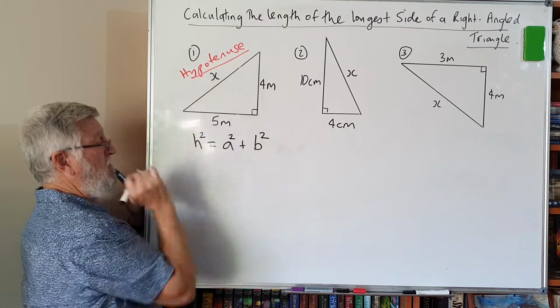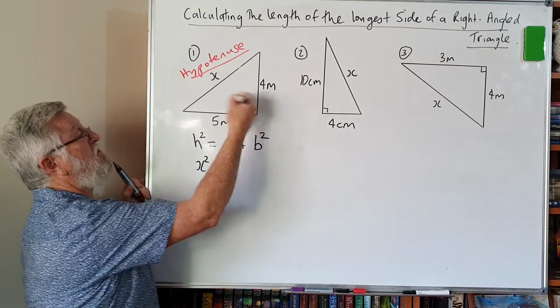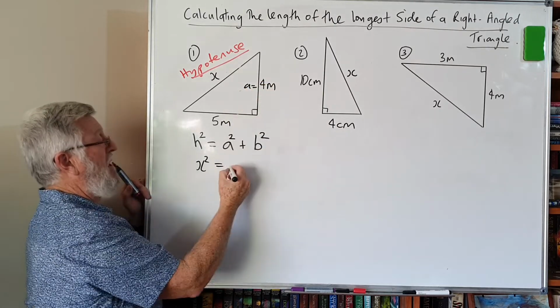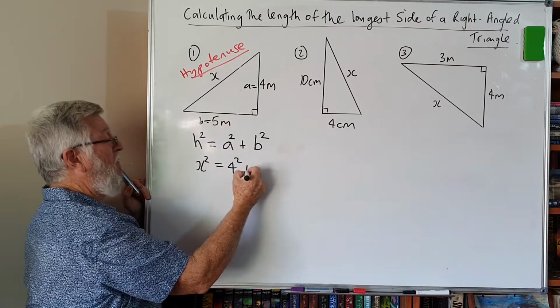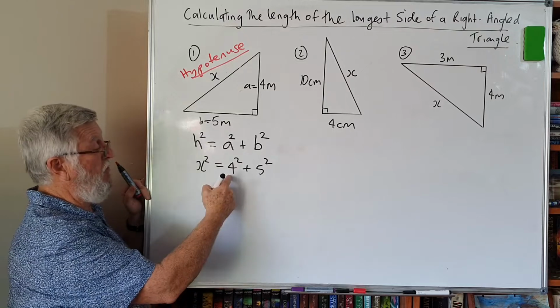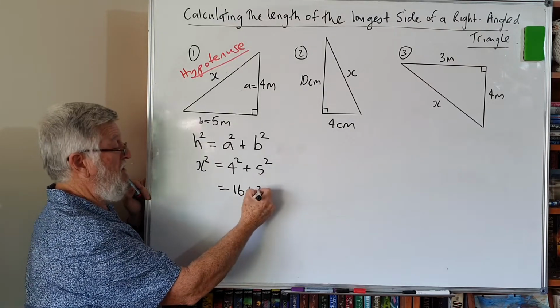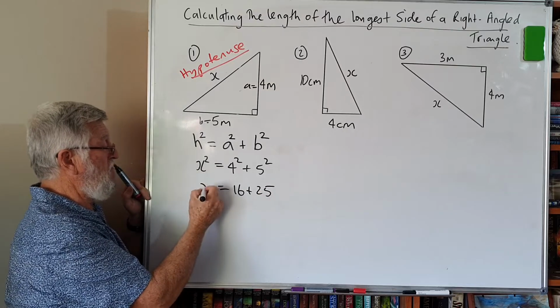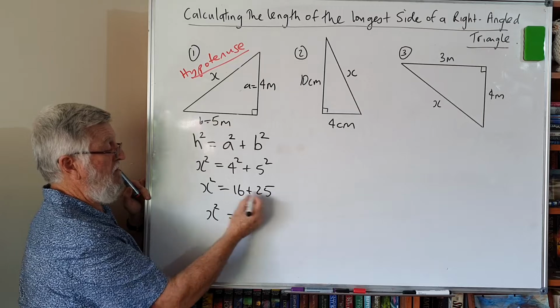So that's the hypotenuse. I replace the H by an X, and that's an X squared. Doesn't matter which one's A, I'm going to call that one A, so that's 4 with a squared. And that one I'm going to call B, which is 5 with a squared, and I'm going to add them together. So without lots of mucking around, 4 times 4 is 16. 5 times 5 is 25.